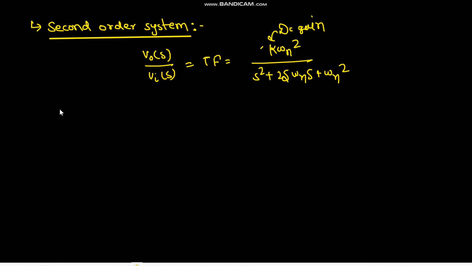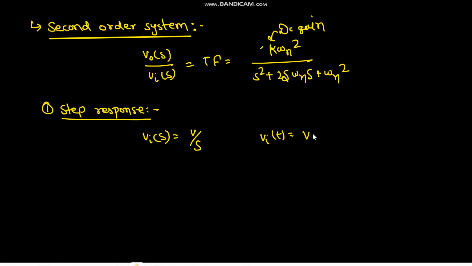Okay, so most important one is step response. We will see impulse response as well, that is also important, but this one is more important, step response. Okay, so now your input V in s is V by s, like V in t is V into u(t). So this is your input V by s. So there can be four kinds of response.